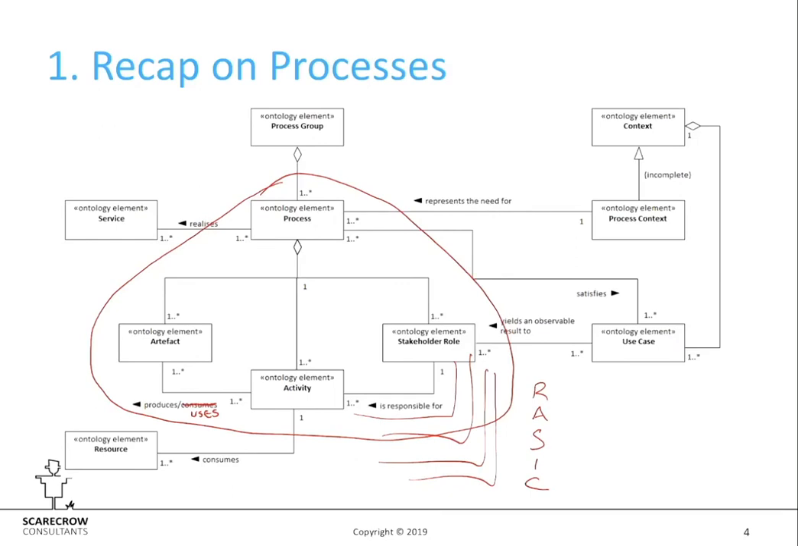And processes don't exist just for the sake of it. They exist because there are requirements, and we always talk about requirements in context for use cases. So there is a context, there's a process context for a set of processes. There's essentially a set of requirements as to what those processes exist for, what they have to do.